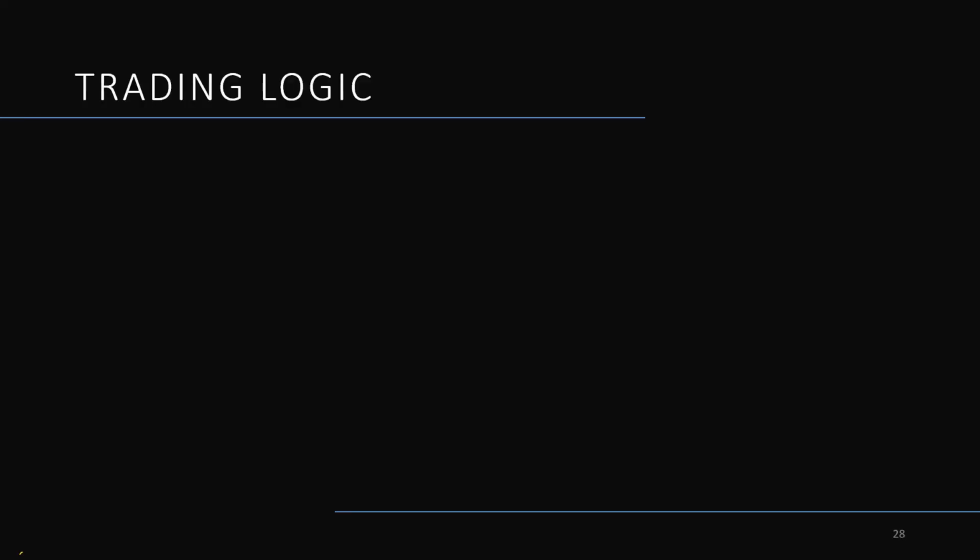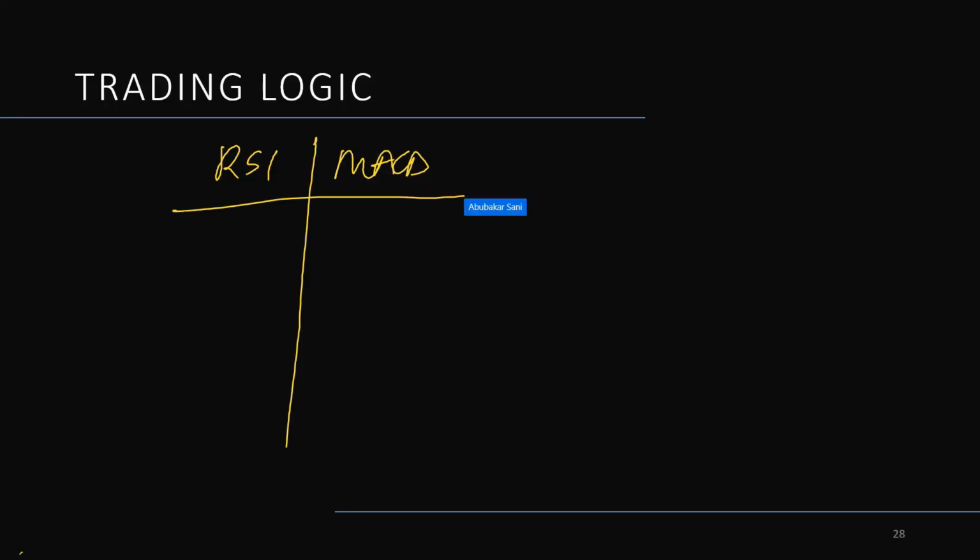What is my trading logic? As I said, I will set a threshold. I will train my algorithm with historical data. Let's call this historical, let me just put 2 for example. So I will have these 2. Let's say RSI, let me just put arbitrary values.